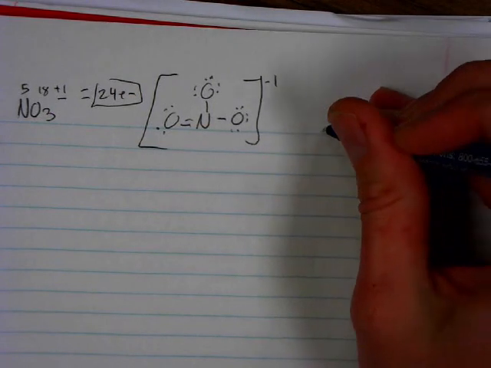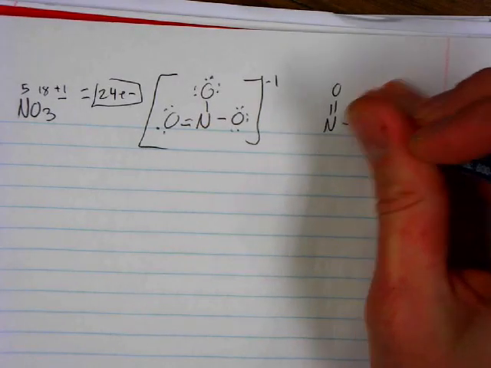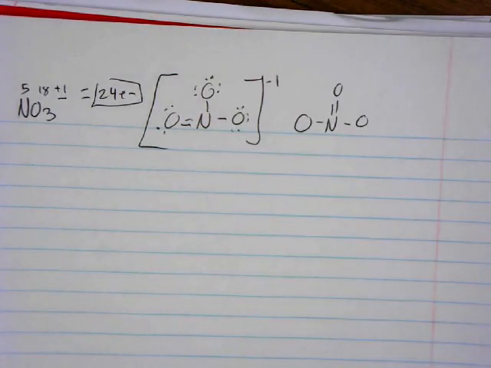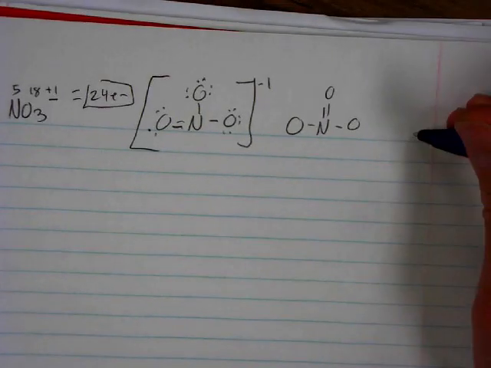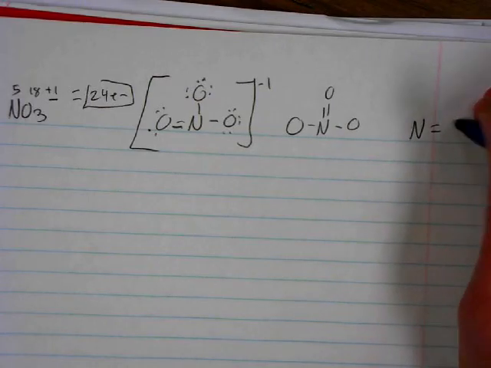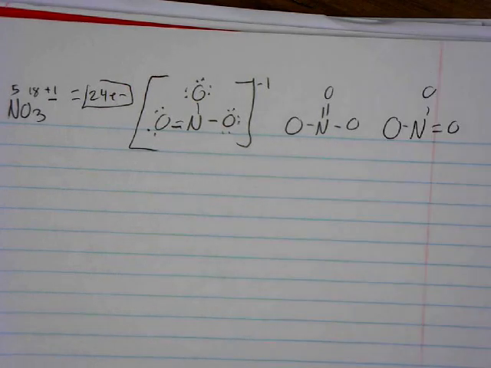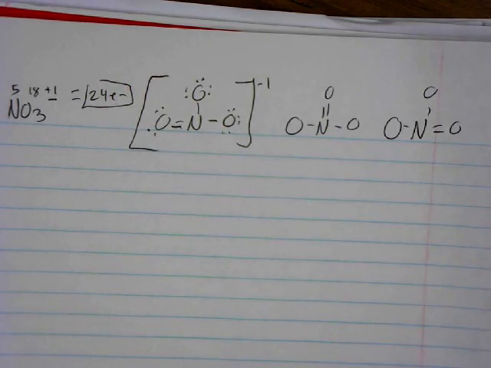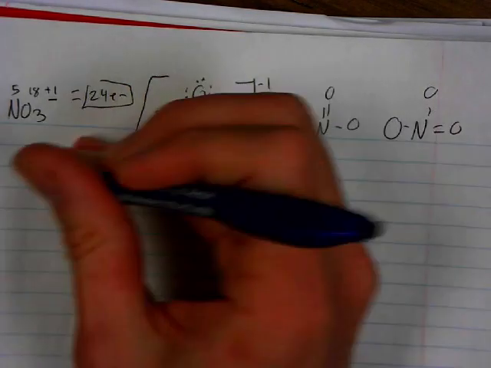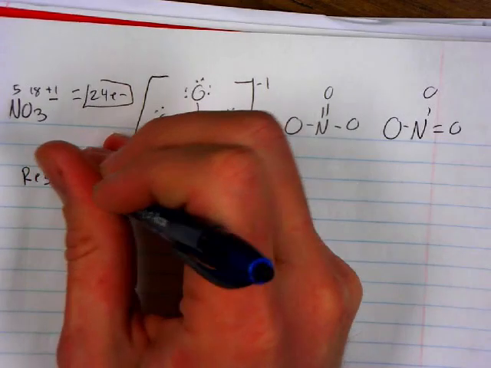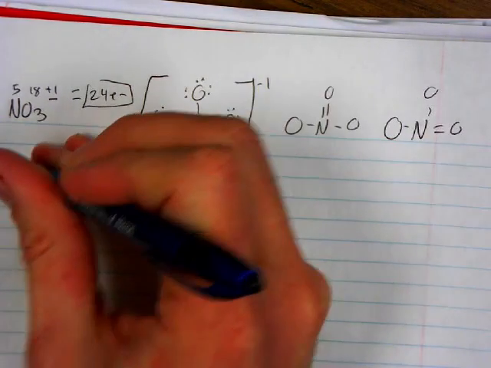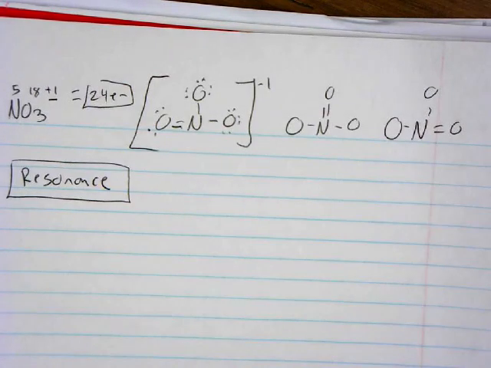There's going to have to be a double bond, right? There's going to be a double bond, so then it's going to look like this. And when it has a charge, I like to put it in a bracket with a -1. Here's the thing. That works, yes?